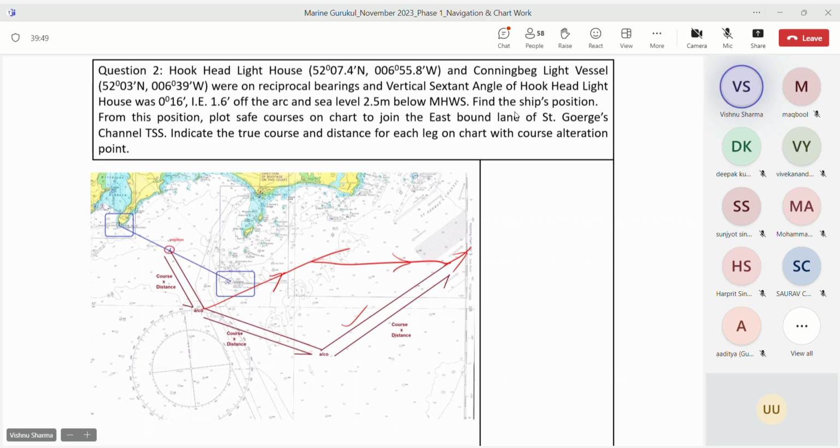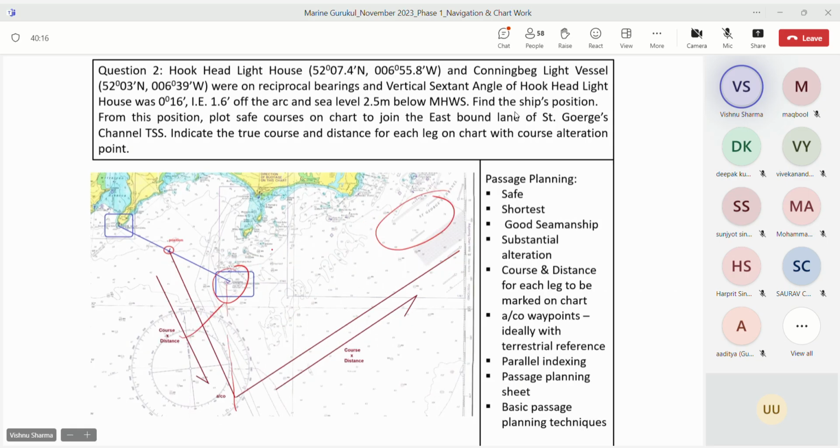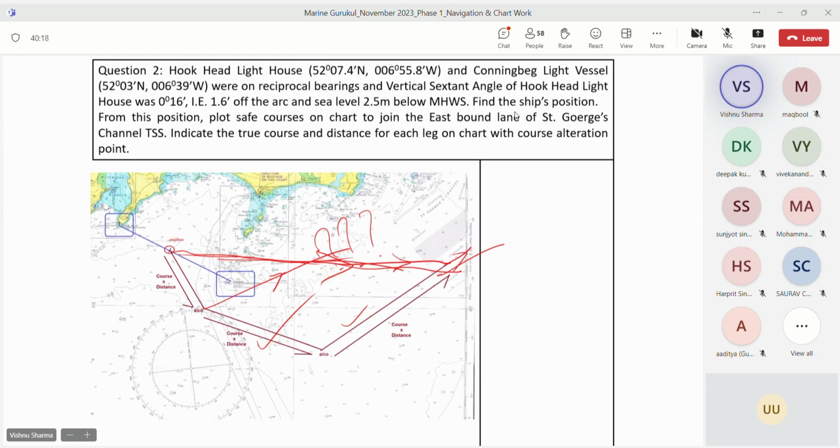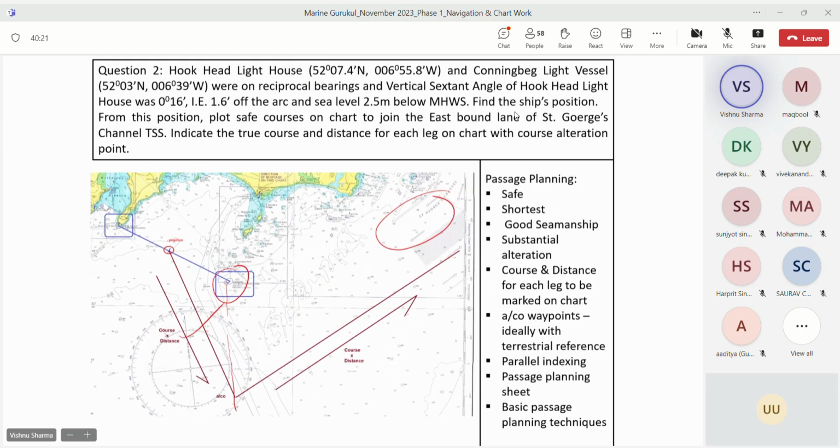If you're doing this for no reason, then there will be a question asked. Or if you're trying to go like this somewhere and draw something like this, then safety itself is in question. So what I'm trying to say is, whether you take this passage plan or that, or a third one, they will all be correct as long as you keep track of these basic points. Any questions on what I've said, beta? Please let me know.